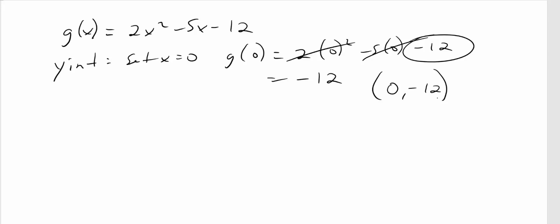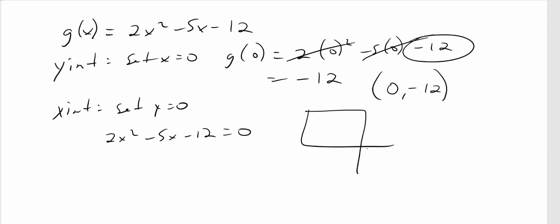Okay? Pretty easy, right? All right, let's do x-intercept. We're going to set y equals 0. So 2x squared minus 5x minus 12, let's set that equals 0. And then you've got to factor it.